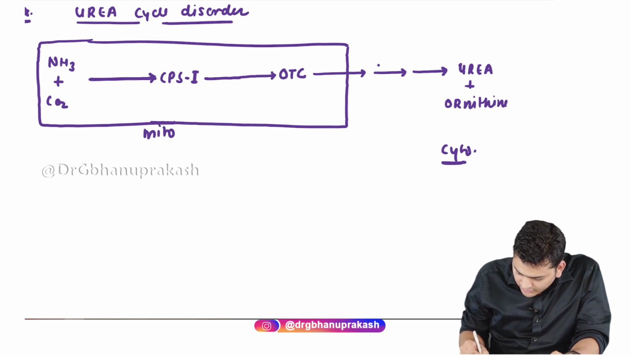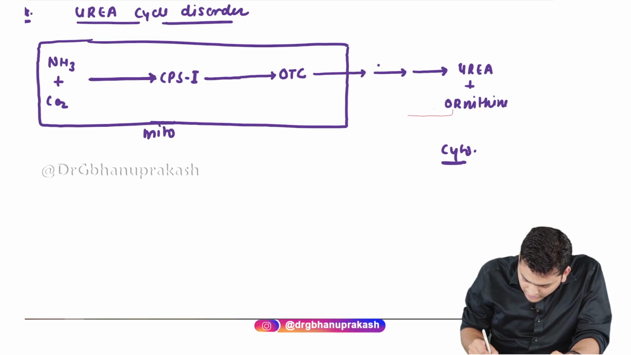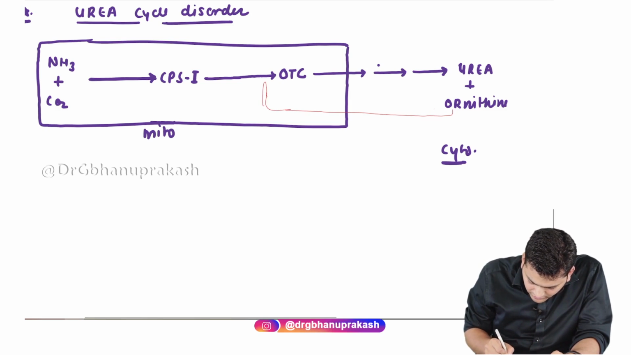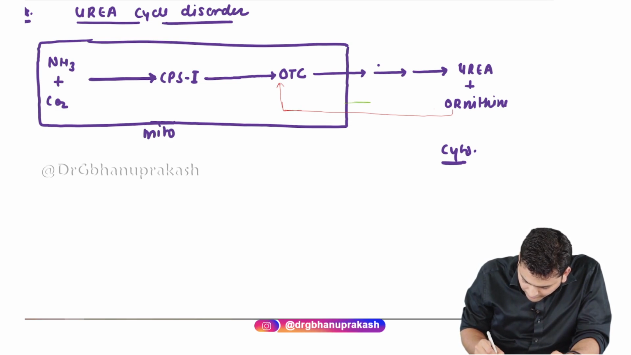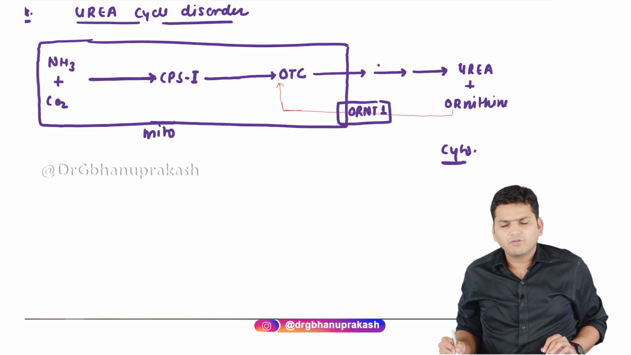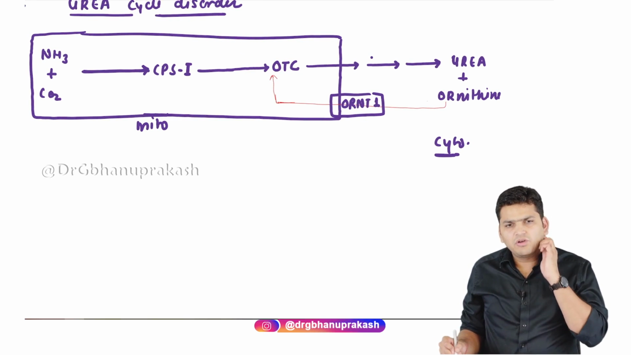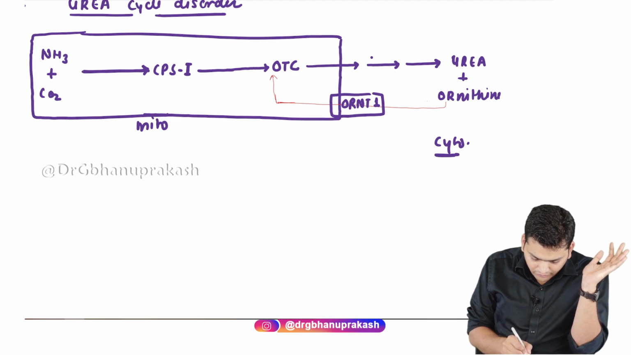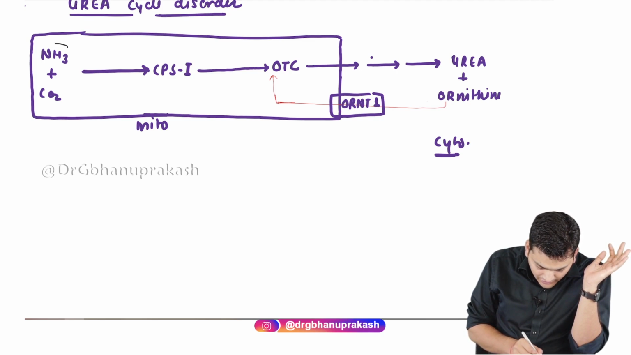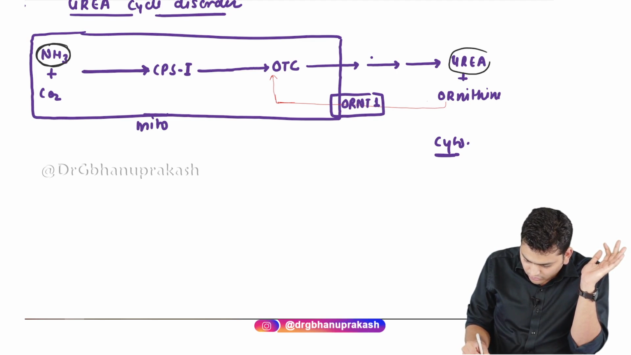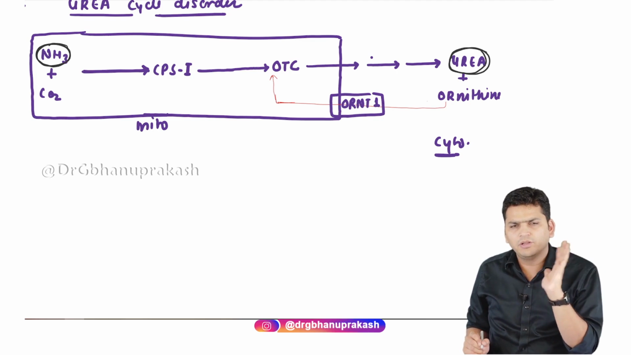And what is going to happen with the ornithine? Ornithine is going to be reused. It is going to come back and be used somewhere here. When the ornithine comes back, we require a transporter at the mitochondrial membrane, and the name of the transporter we have written was ornithine transporter 1. So this is the basic outline of the urea cycle. Basically we are converting this ammonia molecule into non-toxic urea. If there is deficiency of any of the enzymes, the ammonia will not convert into urea.